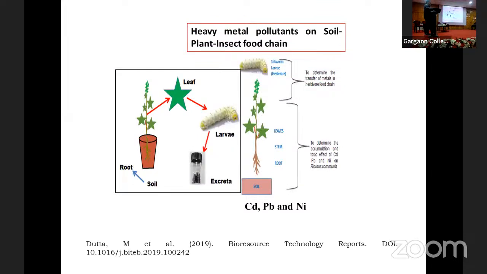And this is another very interesting study we have conducted, in a polluted area, particularly with cadmium, lead, and nickel. We considered how they flow in the entire food chain, from the soil to plant to insect. We found that ultimately insects accumulate a sufficient quantity of this toxic material, because they are at a higher trophic level, like humans, and ultimately their entire life cycle is abnormal.